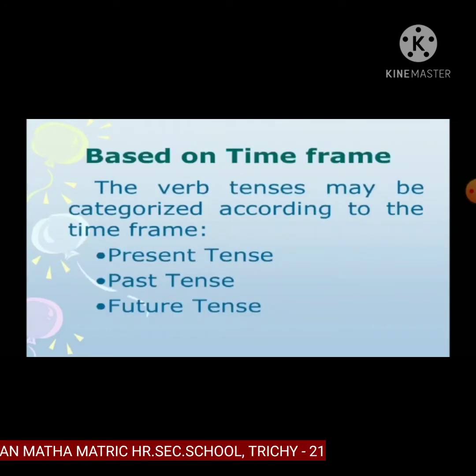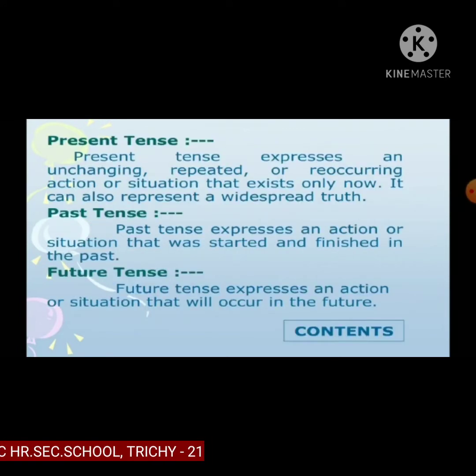Based on time frame, the verb tenses may be categorized according to the time frame. What is the time frame here? Present tense, past tense, future tense. So, three types they have given: present tense, past tense, future tense. Okay, what is the present tense, what is the past tense, what is the future tense? Actually we have 12 types of tenses. The main basic three types of tense: present tense, past tense, future tense.